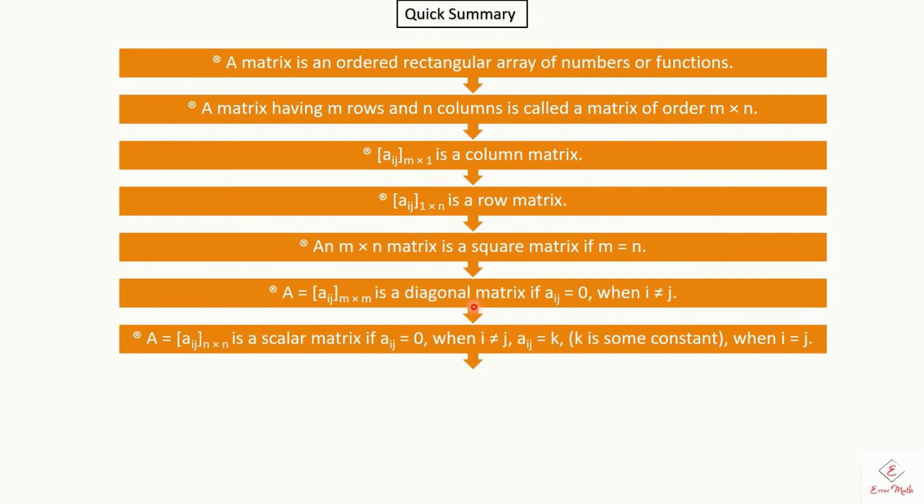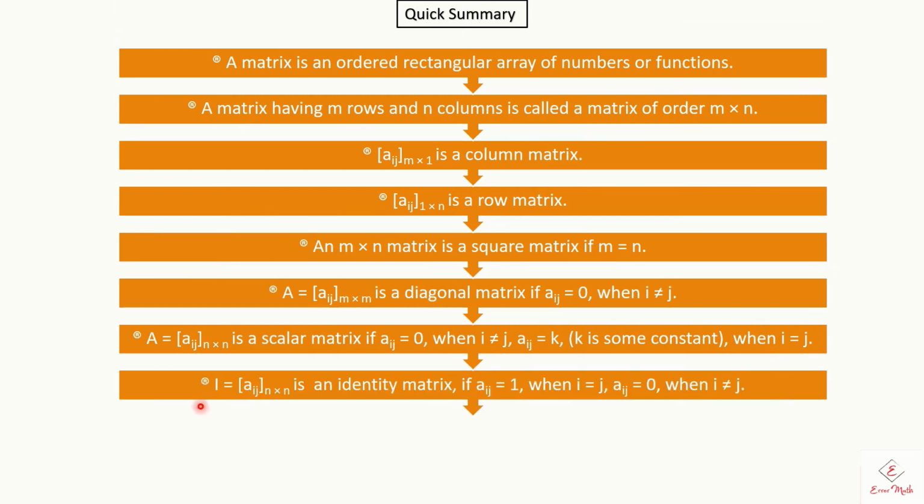Next हमने देखा स्केलर मैट्रिक्स जहाँ पे स्केलर मैट्रिक्स एक स्क्वायर मैट्रिक्स होता है और एक डायगोनल मैट्रिक्स होता है but उसके डायगोनल एलिमेंट्स are equal. A is a scalar matrix if aij is equal to 0 when i is not equal to j, which is non diagonal elements are 0, and aij is equal to k where k is some constant when i is equal to j, that means for diagonal elements.